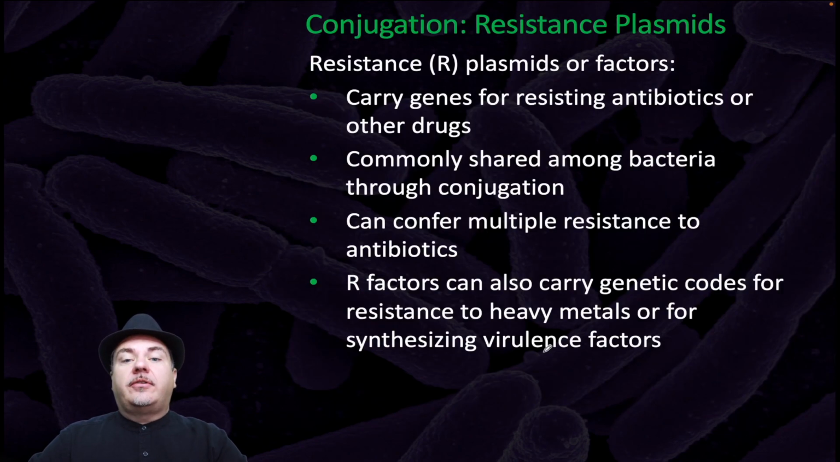Conjugation can also transfer resistance plasmids. So resistance plasmids carry genes for resistance to antibiotics or other drugs. They're commonly shared among bacteria through conjugation. It can confer multiple resistances to antibiotics. R factors can also carry genetic codes for resistance to heavy metals or for synthesizing virulence factors. So this is one way that there's a buildup of antibiotic resistant bacteria, is that a bacteria has an R plasmid that contains resistance to some antibiotic. They then transfer that antibiotic resistance plasmid to another bacteria, converting them to also be now antibiotic resistant.